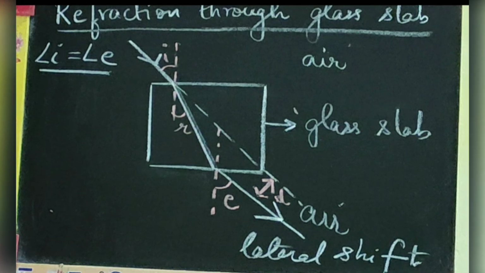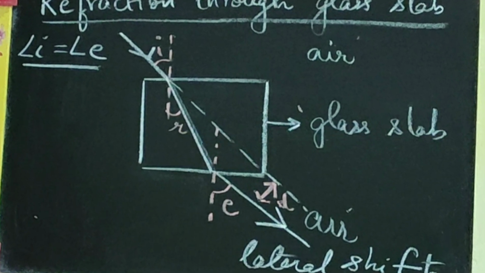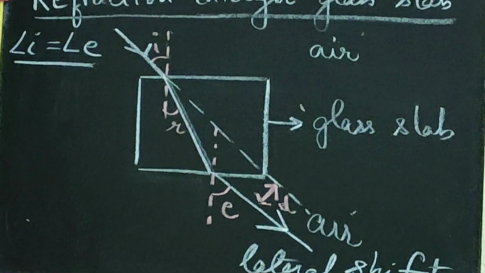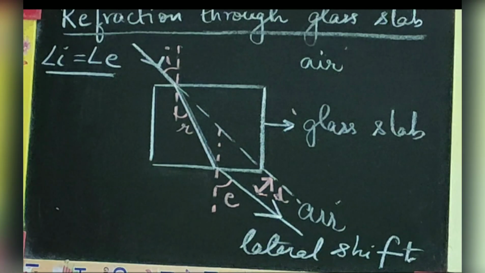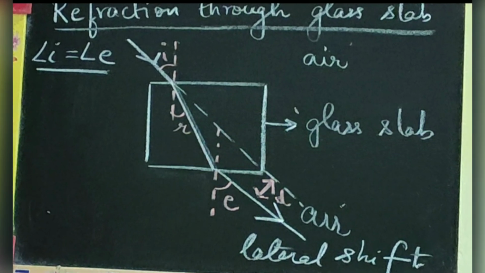So this is a commonly asked question in the exam, where you have to trace the path of light through a glass slab and label the angle of incidence, angle of refraction, angle of emergence and lateral shift.